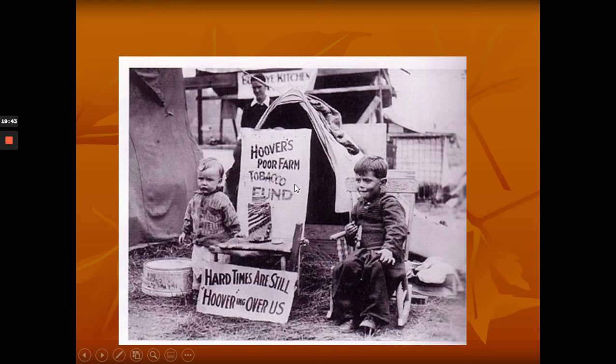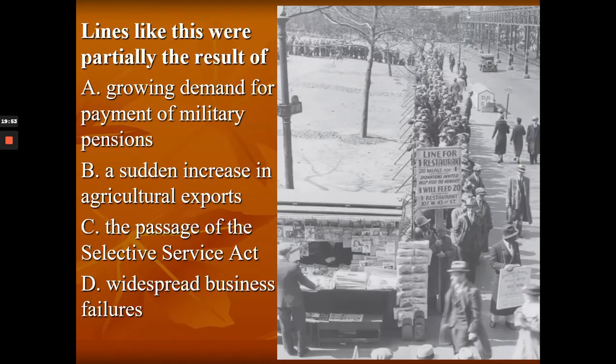Hoover's Poor Farm Tobacco Fund. Hard times are still hoovering over us. You see how they're blaming President Hoover. But Hoover doesn't know exactly what to do. Okay?